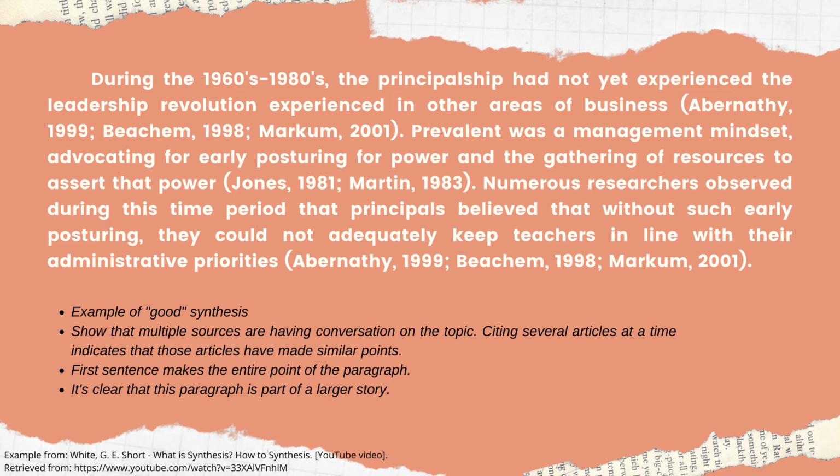So this is the first example of synthesis. This is an example of a good synthesis because it shows that multiple sources are having a conversation on the topic, and citing several articles at a time indicates that those articles have made similar points. Also, the first sentence makes the entire point of the paragraph, which is during the 1960s to 1980s, the principalship had not yet experienced the leadership revolution experienced in other areas of business. And also, it is clear that this paragraph is a part of a larger story.